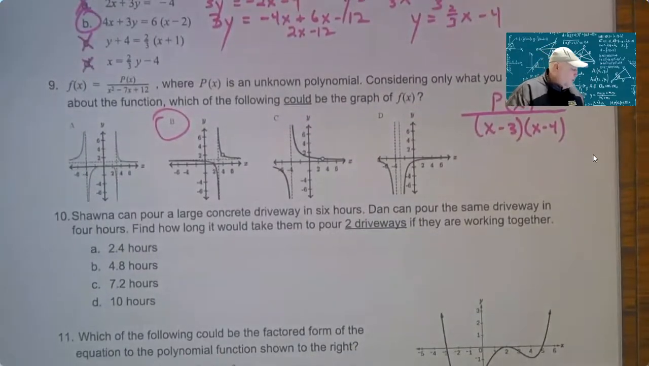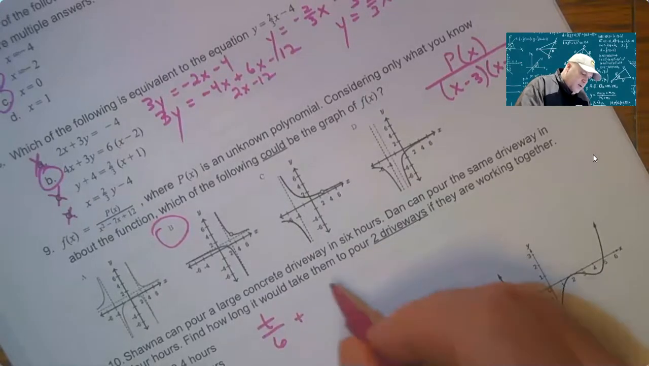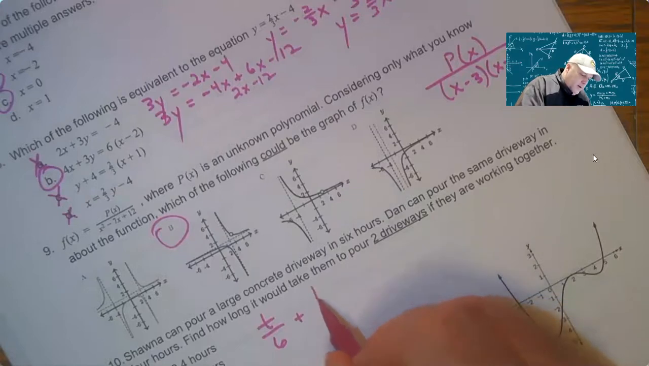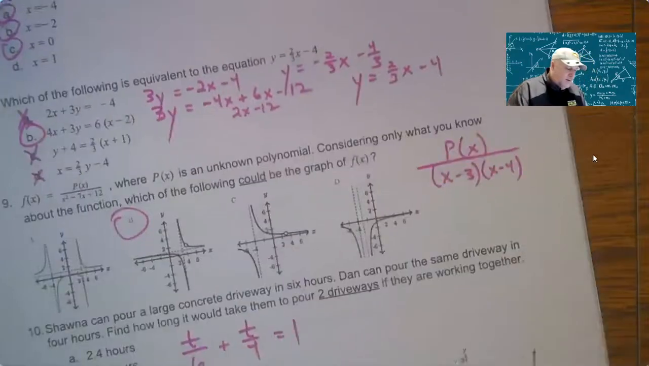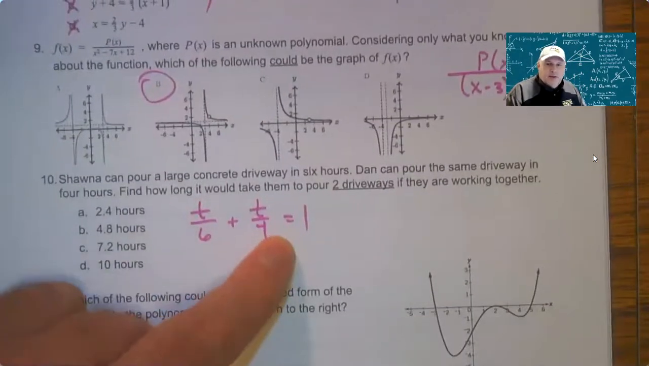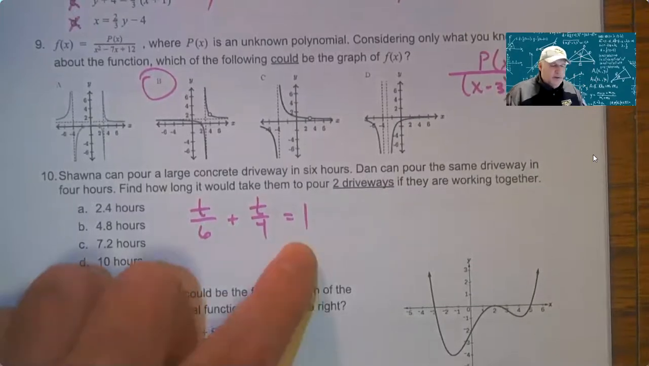Problem 10. What you want to do is take the portion that each completes, which is the reciprocal, with t, and then one with 4 hours. So this is the portion that Shauna does. This is the portion that Dan does, which is more because he's working faster. It takes him less time. And then we're going to solve for t. That's the time to do one driveway. This stands for one driveway here.